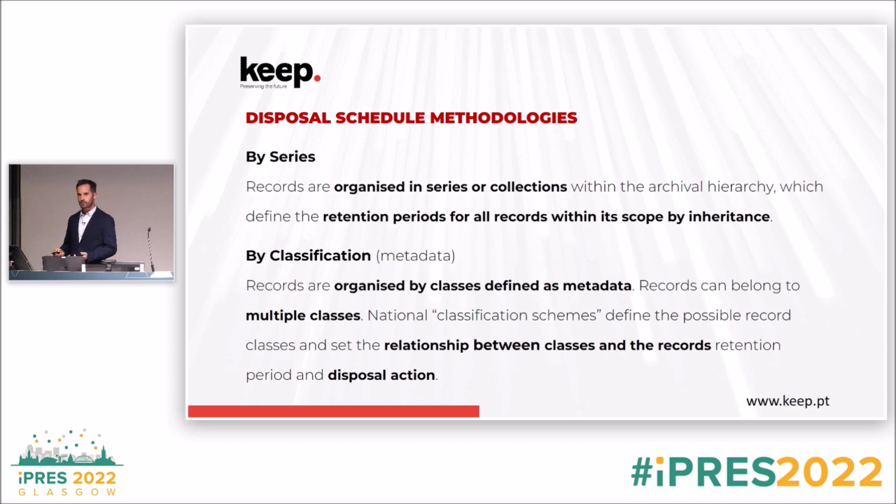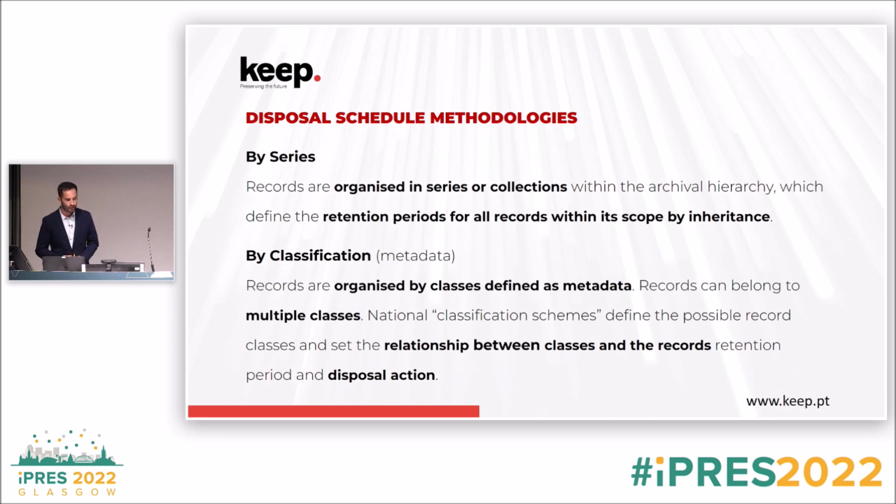The Swedish Customs, which organize and define the disposal of records of their own institution, define them by series. So the archival hierarchy is how they also define the retention periods of the records. The series and collections the records belong to define within their scope, by inheritance, the retention periods for all their records.